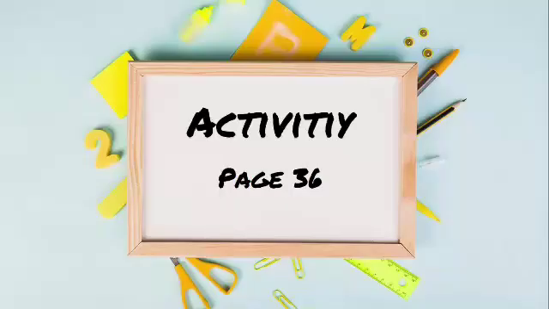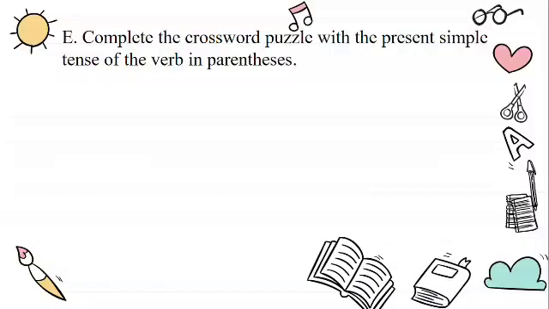Okay, so now we have an activity. So I need that you go to your book to page 36. In your book, page 36. And here we have one activity. The activity E. Okay, so the activity E is we have to complete the crossword puzzle with present simple tense of the verb in parentheses. Ok, en su libro tenemos un crossword puzzle. Ustedes lo van a hacer, yo les voy a ayudar con las primeras dos.